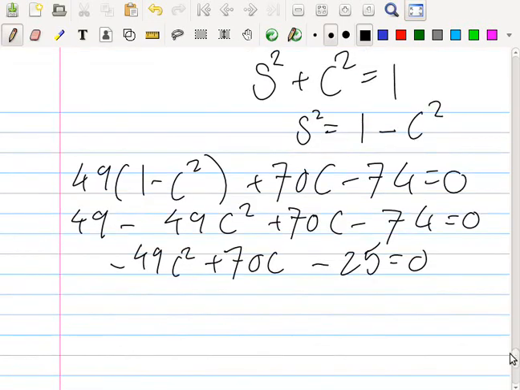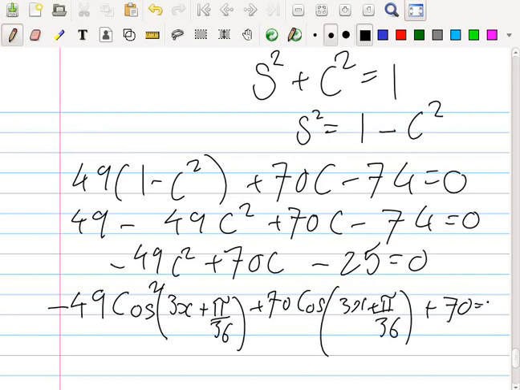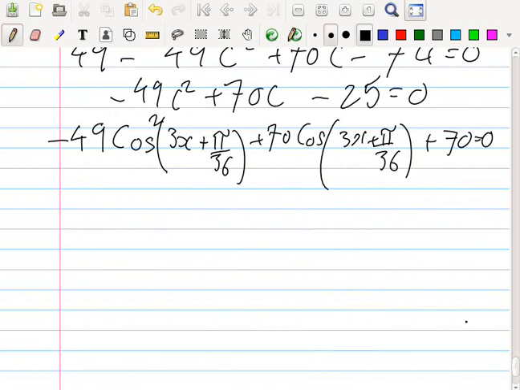Now look at what I've done. I've turned this back into a quadratic of cosine. Minus 49 cos, what was it? 3x plus pi over 36 squared plus 70 cos 3x plus pi over 36 minus 25 equals 0. Now, please give me the two roots here, if there are two. Maybe there's one, maybe there's none, I don't know. So A is minus 49, B is 70, and C is minus 25.